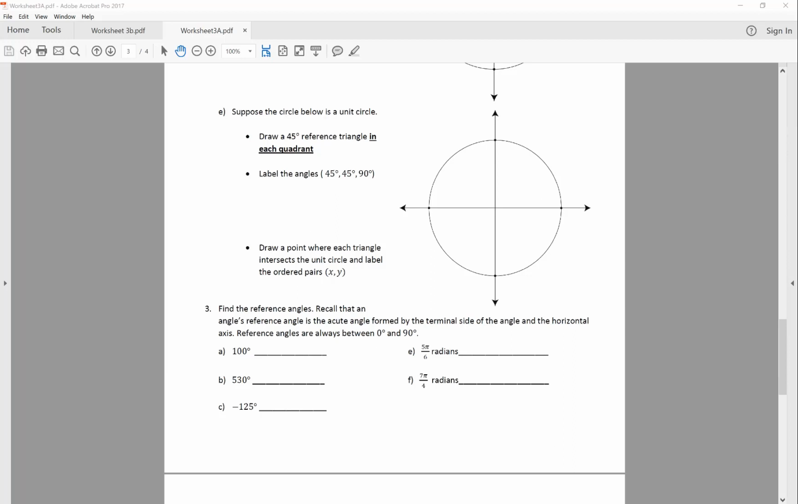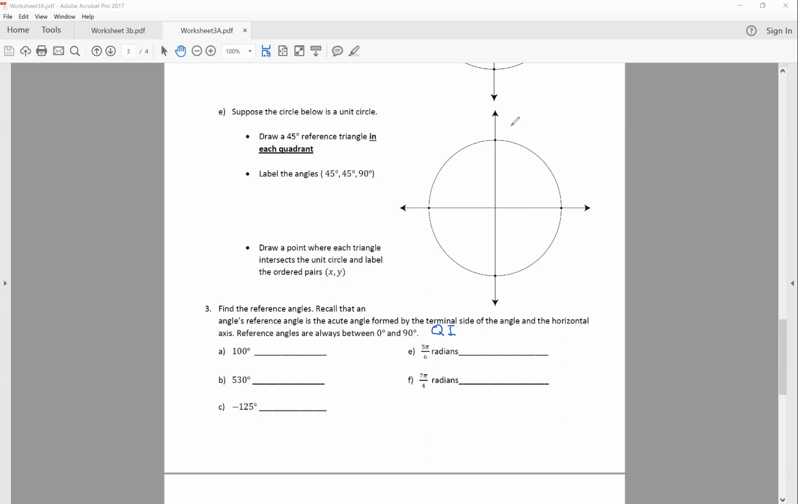Find the reference angles. So let's do these. Reference angles are really important. I have no issue doing more of them. Recall that an angle's reference angle is the acute angle formed by the terminal side of the angle and the horizontal axis. Reference angles are always between 0 and 90 degrees. Or just remember, they're always in quadrant 1. Because in radians, they're going to stay in radians.